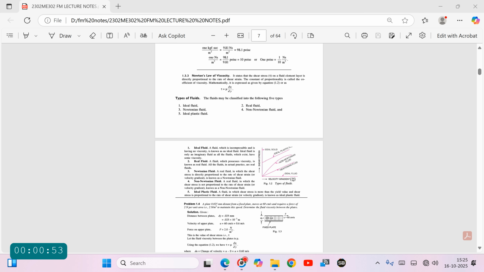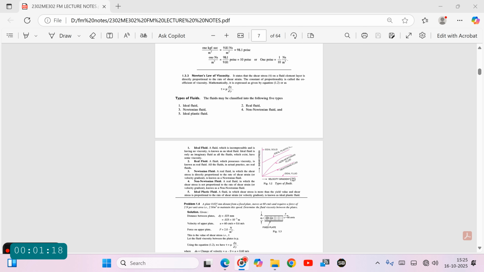The various types of fluids are ideal fluid, real fluids, Newtonian fluids, non-Newtonian fluids, and ideal plastic fluids. An ideal fluid is incompressible and has no viscosity. A real fluid possesses viscosity. All fluids in actual practice are real fluids.